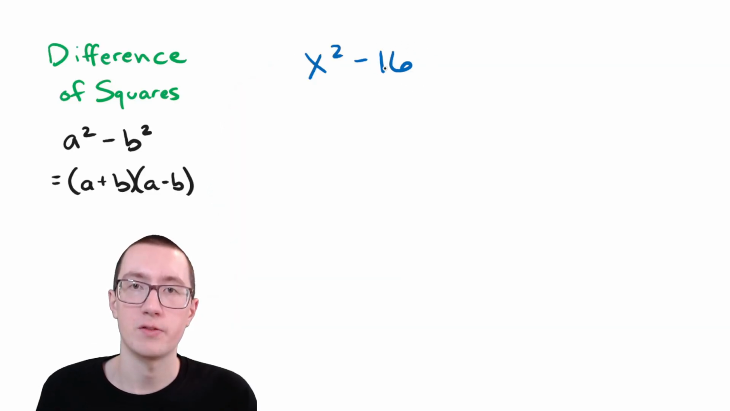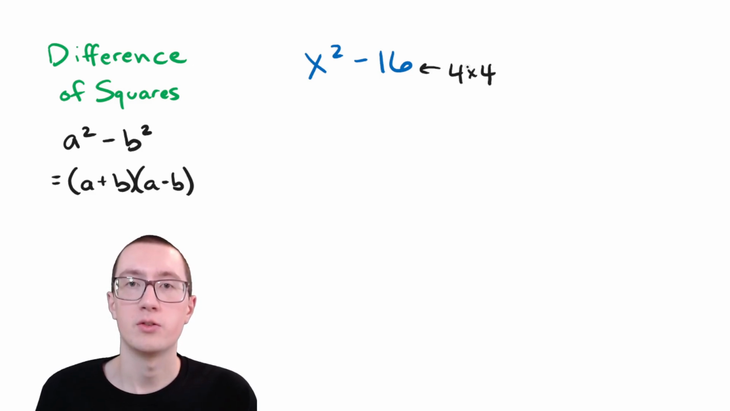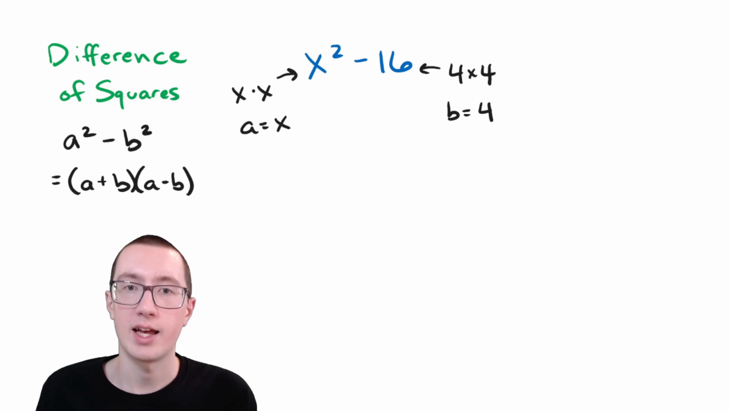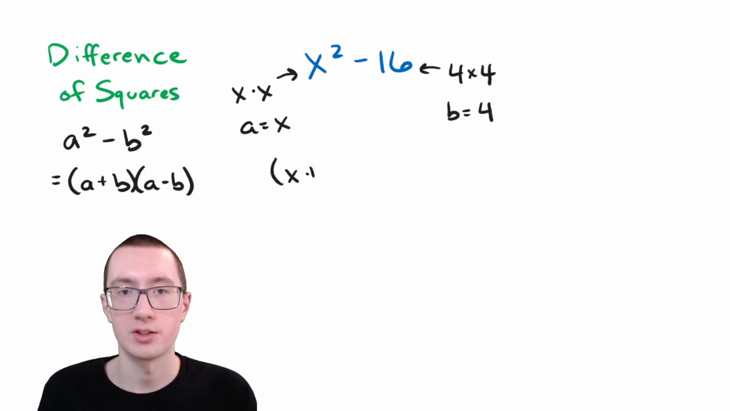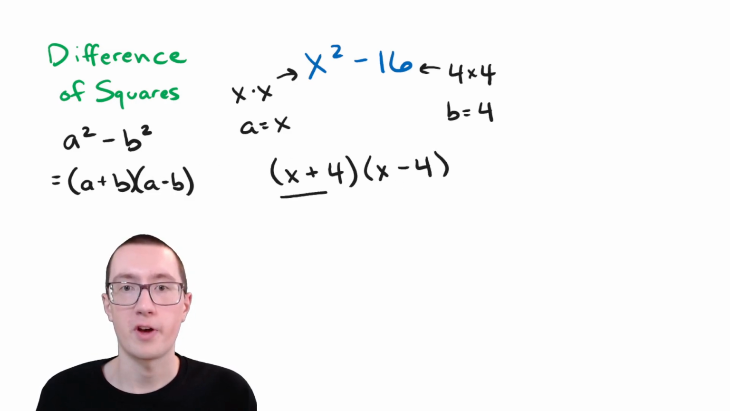So we'll actually look at the 16 first because I think that'll be easier to understand. Remember that 16 is 4 times 4. We multiplied 4 twice to get 16. So b is going to be 4. And in this case, to get x squared, we multiplied x times x. So a is going to be x. So a is x and b is 4. So in this thing that we're replacing it with, all we need to do is replace a with x and b with 4. So instead of a plus b, we're going to have x plus 4. And instead of a minus b, we're going to have x minus 4. And this is our final factorization. This is us factoring x squared minus 16.